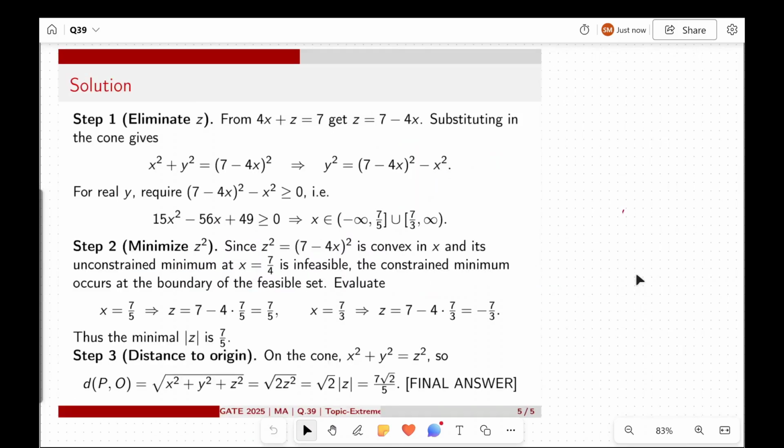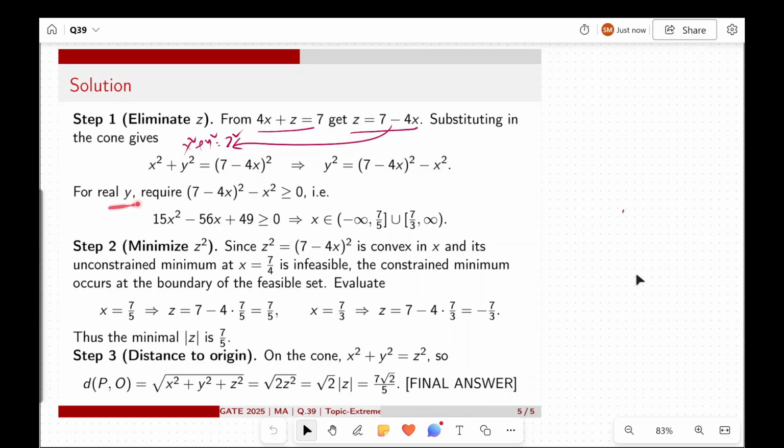What is the process? The first step is the elimination of z, and secondly, after eliminating it, we need to minimize z squared. We have the equation 4x plus z equal to 7, which gives z equal to 7 minus 4x. And we have the equation x squared plus y squared equal to z squared. Putting the value 7 minus 4x in place of z, we get an equation that gives y squared in terms of a function f of x.